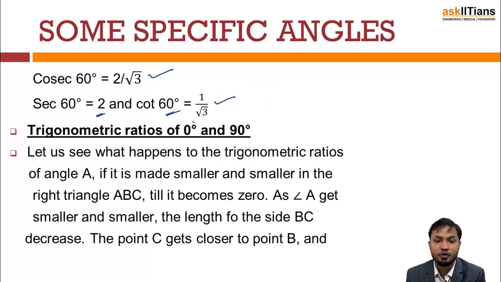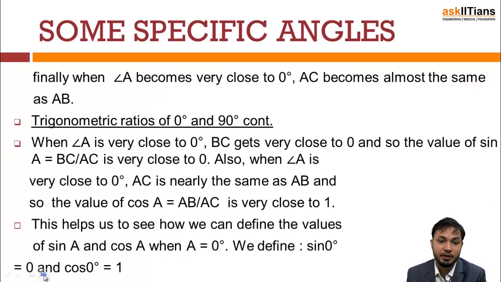Now for trigonometric ratios of 0 and 90 degree, how do we do it? Let's see, if I take the trigonometric ratios of an angle, and it is made smaller and smaller in the right angle triangle ABC till it becomes 0, angle A gets smaller and smaller, right, and the length of the side BC decreases. So the point C gets closer to the point B, and what it leads me to is that finally, when angle A becomes very close to 0, AC becomes almost the same as AB.